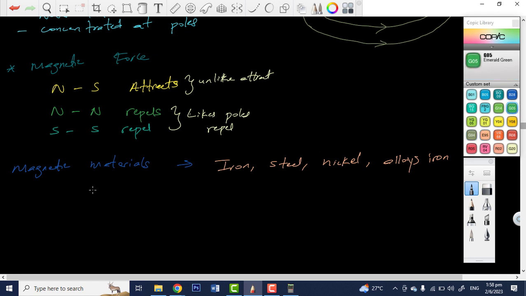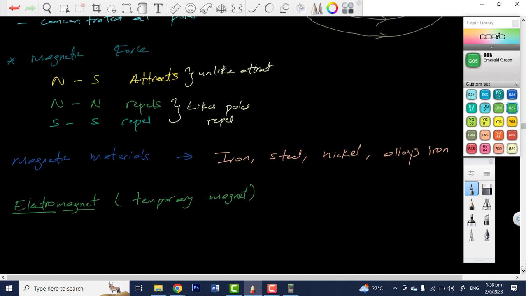Also need to know about the electromagnet, which we're going to talk about with electromagnetism. So let's look at that now. Electromagnet is a temporary magnet. As the name suggests, it's a magnet that needs electricity. So once we cut off electricity, the magnet no longer is magneting, as you guys will say, right?